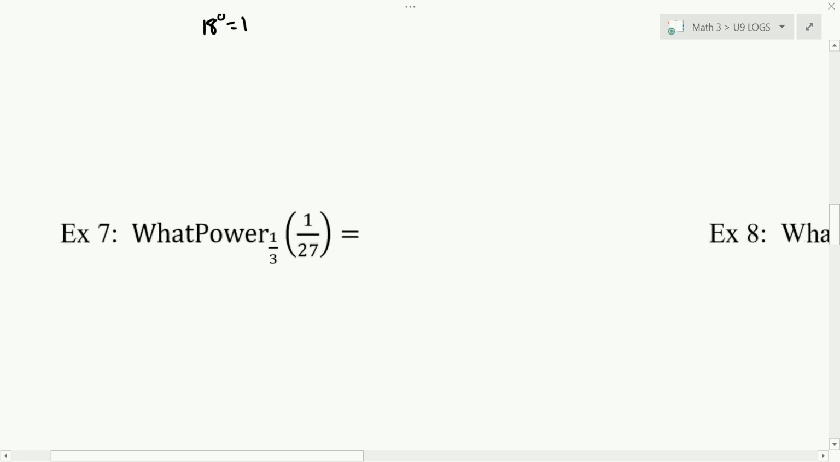Okay, what power base 1/3 is 1 over 27? Three. So 1/3 to what power? So 1/3 to the third power means 1 to the third over 3 to the third, which is 1 over 27, and that worked out. So 3 is correct. Good.